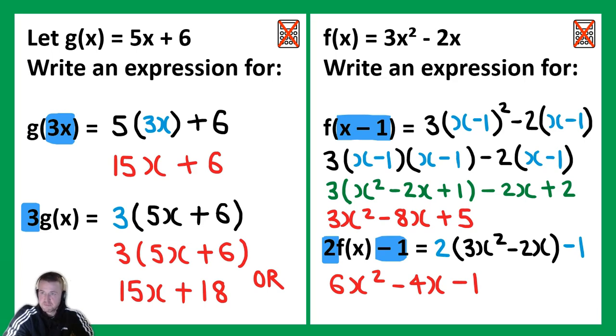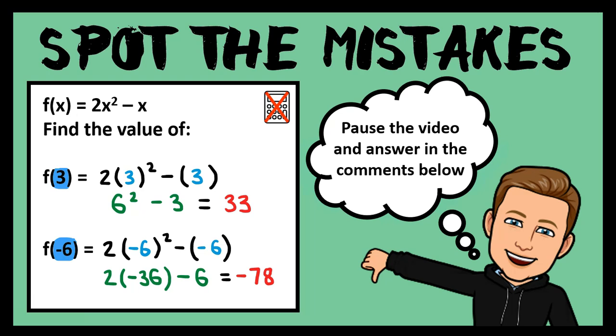Before subtracting 1, we have no like terms for additional simplifying, so therefore my final answer is 6x squared minus 4x, take away 1. Here's a question that I've completed earlier. It appears as though I have made some mistakes, so pause the video and see if you can spot what they are before writing some corrections in the comments below.